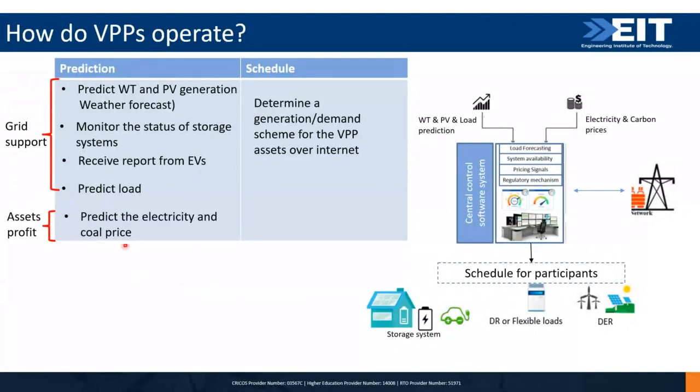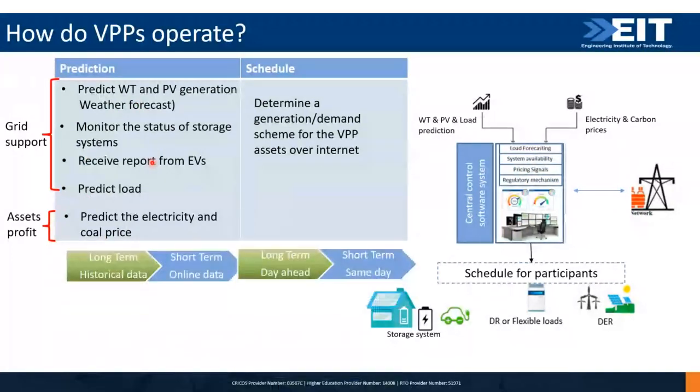Now, the prediction is part of the work. The prediction is done in two phases. Because of time, I'm not going through details, but just giving you some information. One is long-term prediction using historical data recorded for the weather situation, for the wind speed, for the solar energy, or for the load in each day of previous years, for example, in the last 10 years. And another phase of prediction is short-term prediction using online or live data.